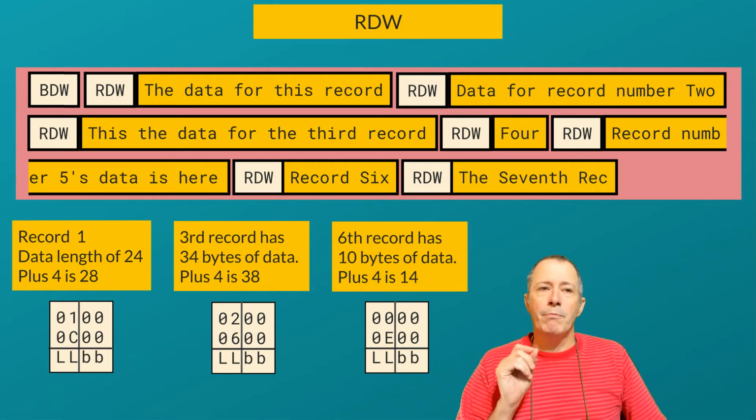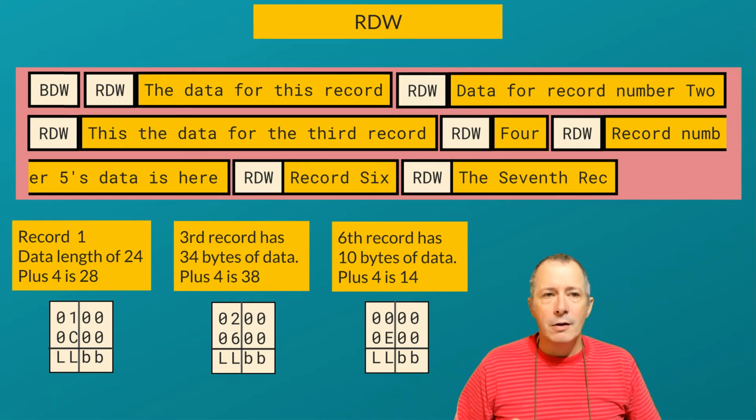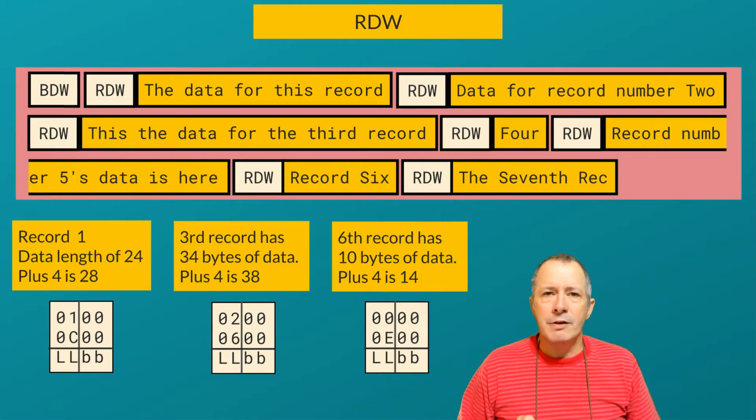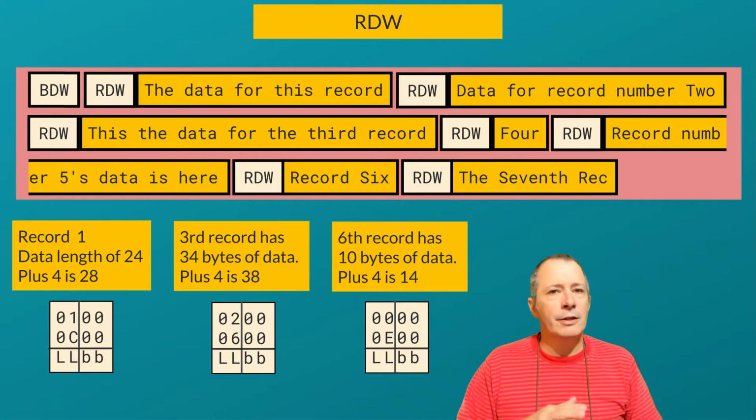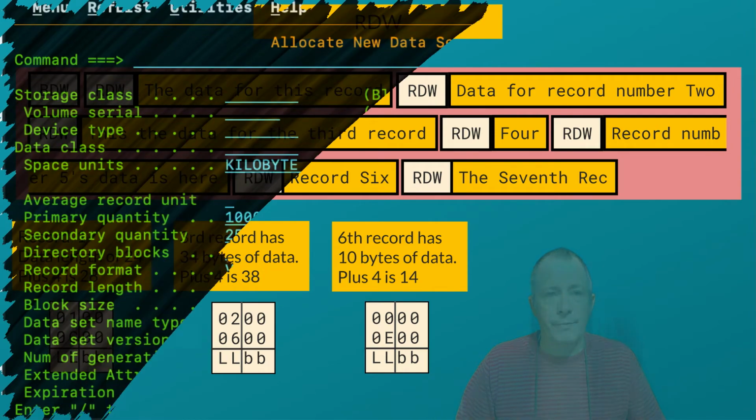In the upper left corner is a field labeled the BDW. This stands for the block descriptor word. It tells the system the size of the block. From an application perspective, it is controlled behind the scenes. It is extremely rare for an application person to care about it.